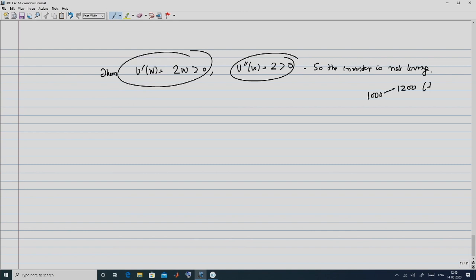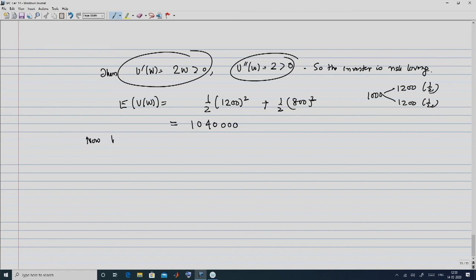Now, remember again with an investment of 1000, it can go up to either 1200 with probability half or down to 800 with probability half. So, accordingly, the expected utility is going to be the utility values. What are going to be the utility values? It is going to be utility of 1200 is 1200 square, and the utility of 800 is 800 square. Multiply this by half and add them to get the expected utility. So, this turns out to be 1040000.